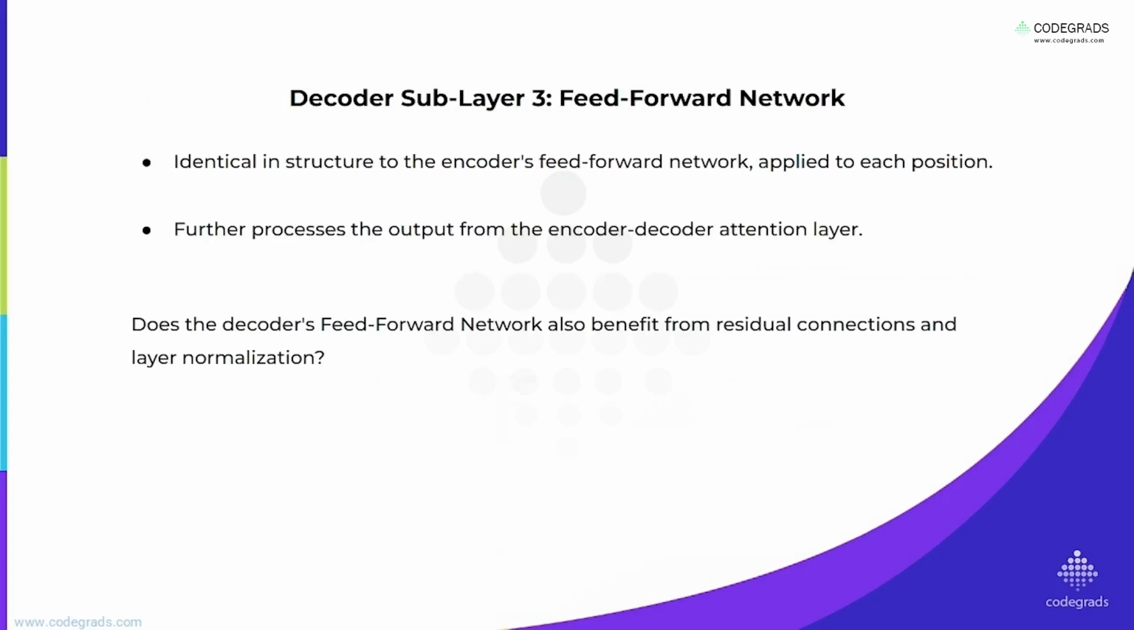Now, next is the feed forward network. We have seen this earlier. It is identical in structure to the encoder feed forward network, applied to each position, but further processes the output from the encoder-decoder attention layer. It is the same as in the encoder. It does the non-linear transformation of each token, and it helps the model learn complex relationships. So this is the purpose of the feed forward network, which was seen earlier.